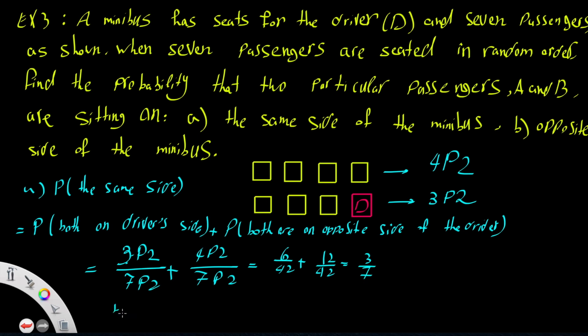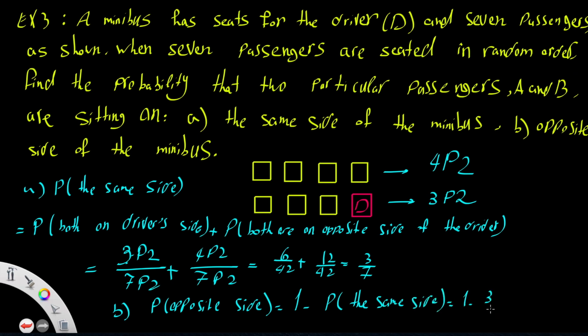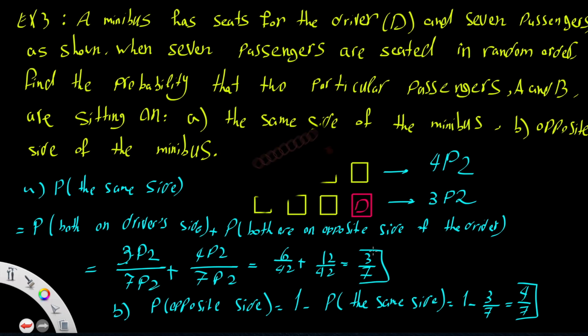Now for the second part, it says they are sitting on the opposite side of the minibus. We have the probability that they are sitting on the same side. So the probability of the opposite side, we know that they are complementary. So 1 minus the probability of the same side. So it will be 1 minus 3 over 7, which is 4 over 7.